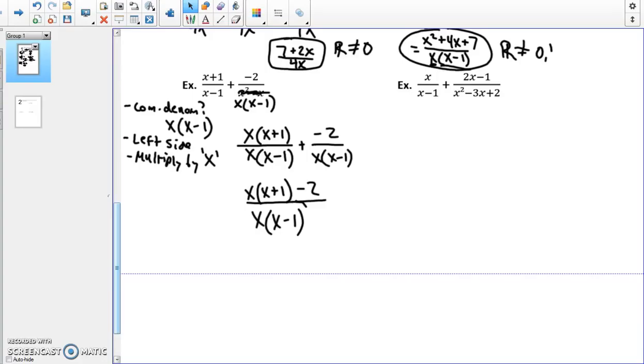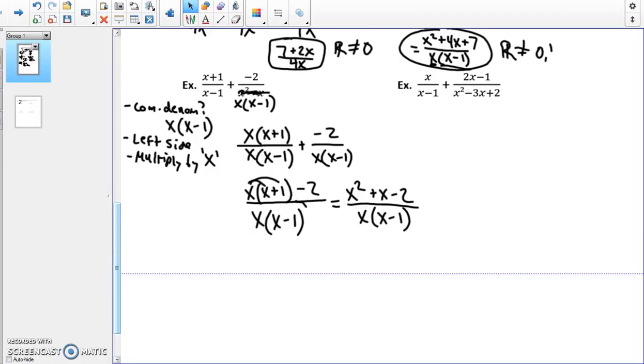Now, the top here, we can do some more stuff with this. I'm actually going to turn this into a quadratic and rewrite it. You're going to see what I'm talking about here in a second. The reason I'm doing that is because it's going to make things simplify in the long haul. This becomes x squared plus x minus 2. And then on bottom, we still got our x and x minus 1.